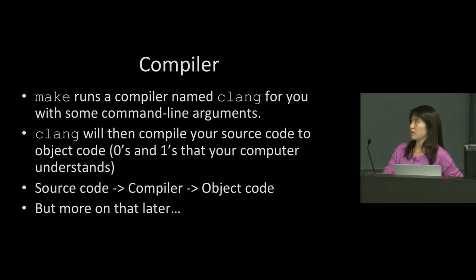So what is make doing? You can type make to compile your program because someone, whoever wrote your PSET, probably David, created a make file. And that tells make to run your compiler called Clang that will then compile your source code to object code, which is zeros and ones that your computer understands. But a little later on, we will go more in depth about compilers.